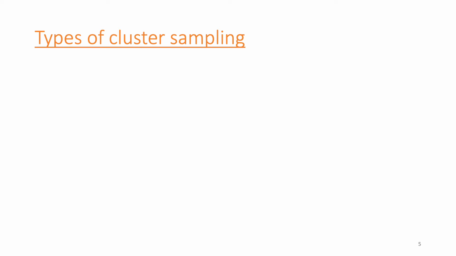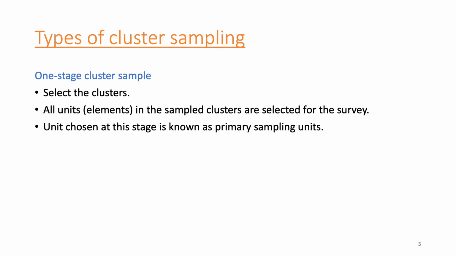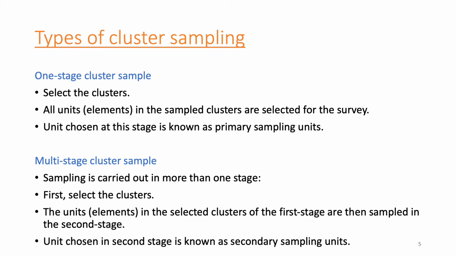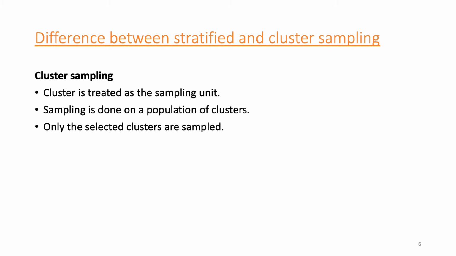There are different types of cluster sampling, that is, one-stage sample and multi-stage sample. In one-stage sample, first we select the clusters, then all the population units in the sampled clusters are selected for the survey, and the unit chosen at this stage is known as the primary sampling unit. However, in multi-stage cluster sample, the sampling is carried out in more than one stage. So first we select the clusters, and the population units that we selected at the first stage are then sampled in the second stage, and the unit chosen in the second stage is known as the secondary sampling unit.